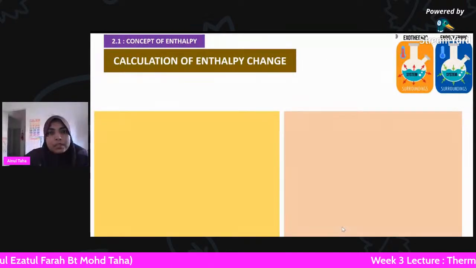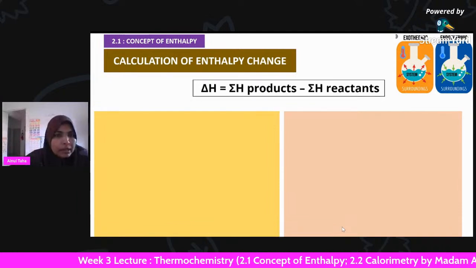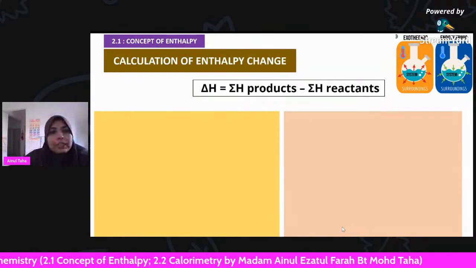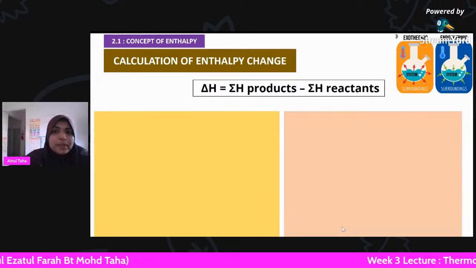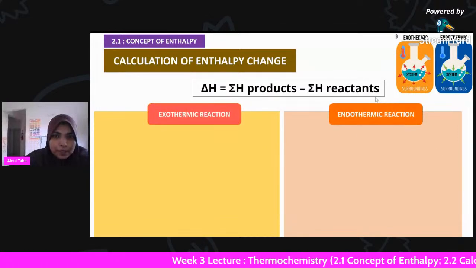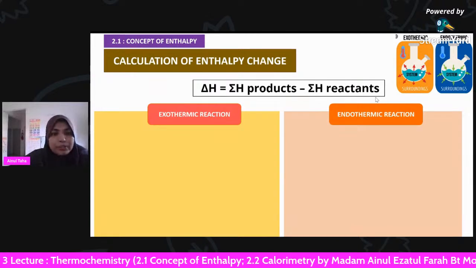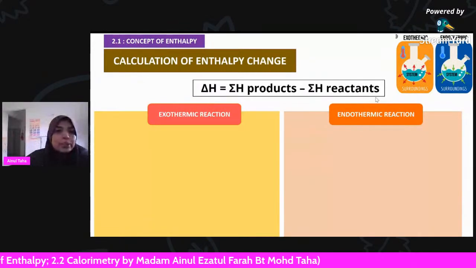The second part of the concept of enthalpy is how to calculate the enthalpy change. You have to calculate the sum of the enthalpy of the products minus the sum of the enthalpy of the reactants. We have two types of reaction involved in order to calculate the enthalpy change: exothermic and endothermic.